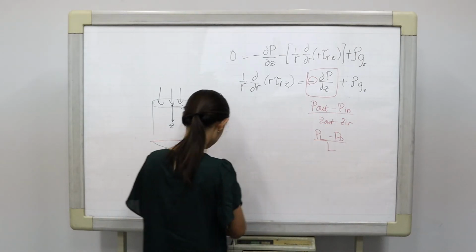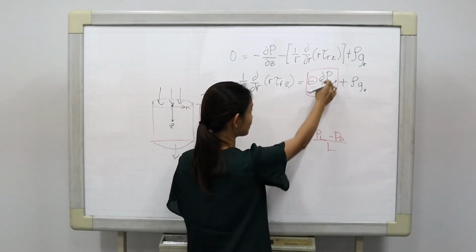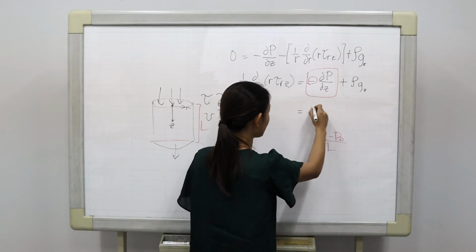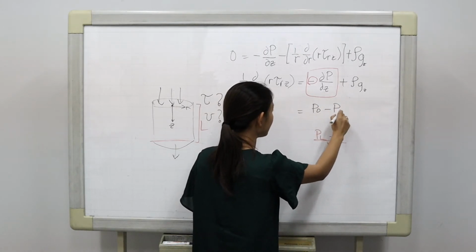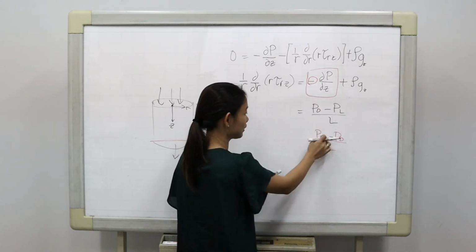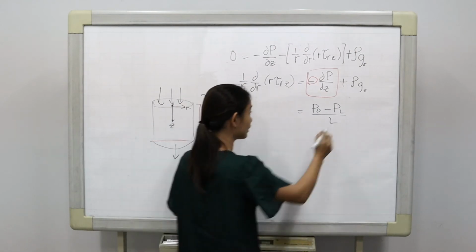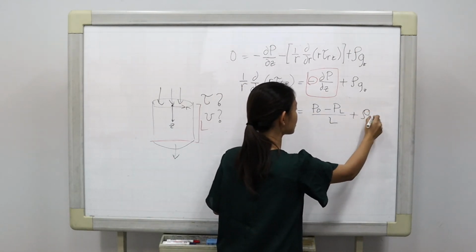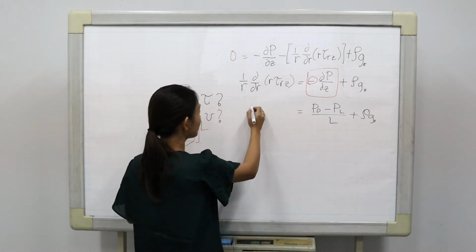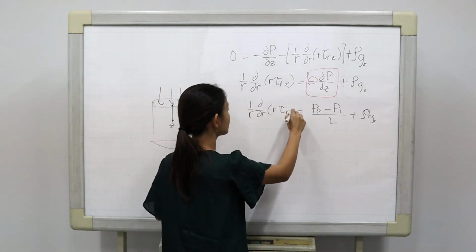So what we're gonna have when we substitute this to the dou p, we're gonna have P0 minus PL over L. Because we have minus here, let's put minus here. Hope it's clear. Plus rho G Z, rho gravitational to the Z directions. Here we have 1 over R, dou over dou R, R tau R Z.